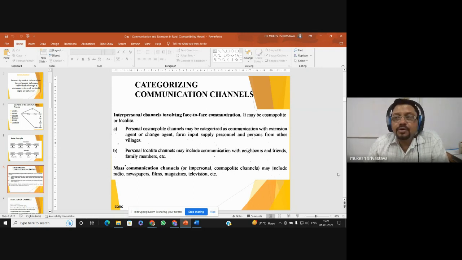That means we want to cater to the mass, a big number of people of the country. But the challenge is that when we use mass communication channels, we cannot cater to specific problems related to specific farmers. For that purpose we can use an interpersonal channel. But if we have some generalized information for all the persons living in that rural area, we can use mass communication channels.